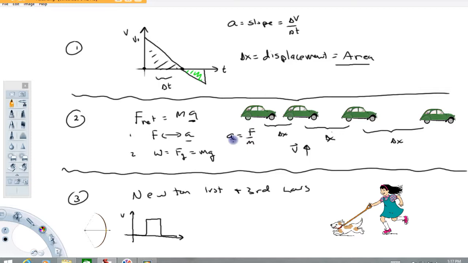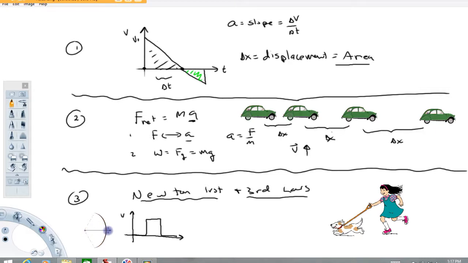Other laws to consider. I put this number 3 on my list here. I'm kind of doing this in order. Newton's first law and Newton's third law are also important parts of Newton's laws of motion. So let me talk about the first one. And I'm using this arrow here to describe this.